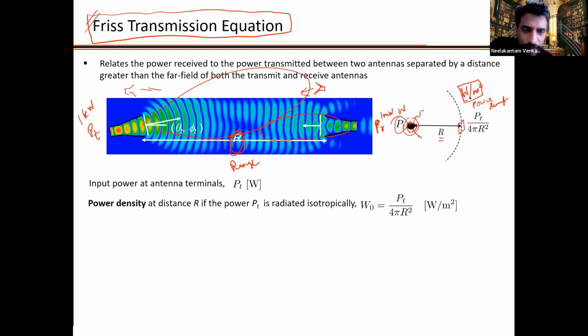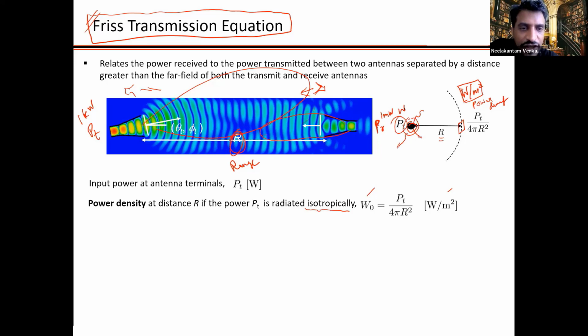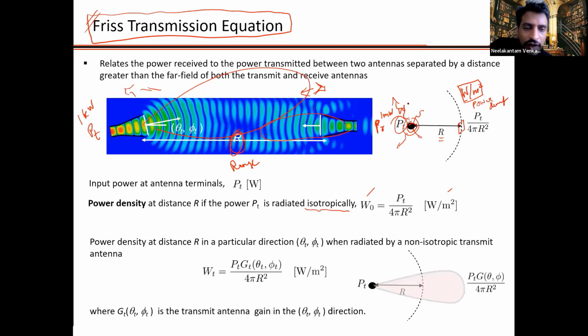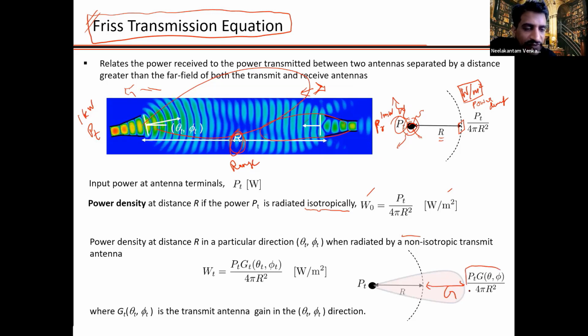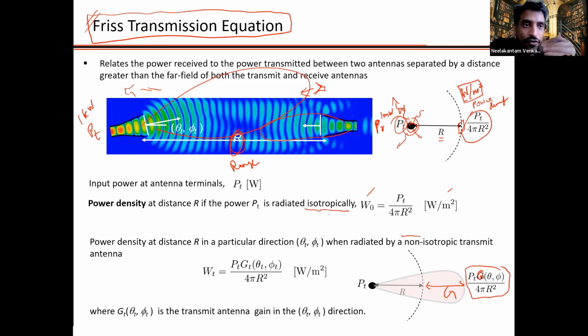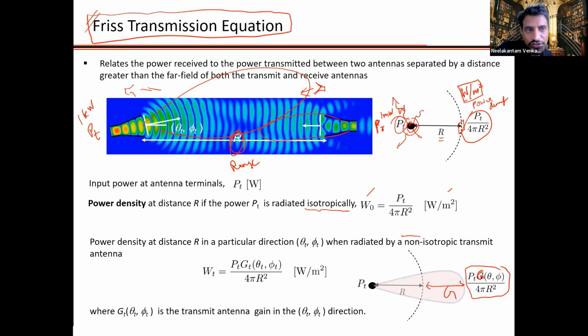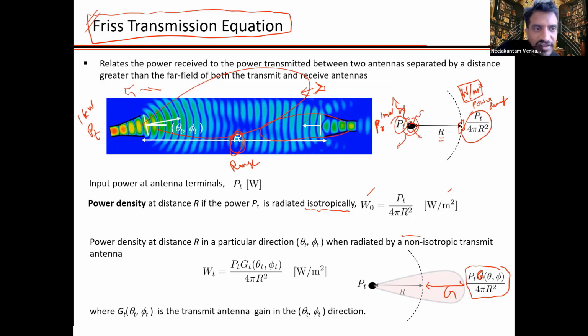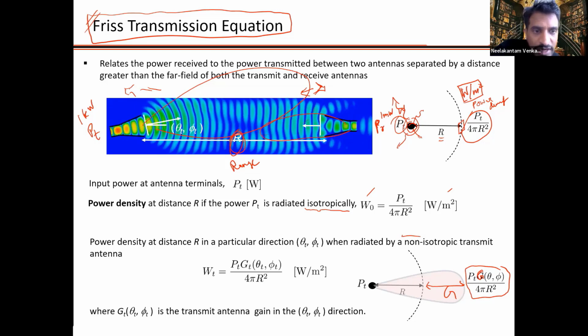But that's the power density you would have if you were to use an isotropic radiator that radiates equally in all directions. If you were to use a non-isotropic radiator, meaning you additionally have a gain of G, then your power density is going to be this term multiplied by a factor of G. That's the gain you have in that particular direction. That's the case for a communication link. For example, a wireless base station is going to be directional. It's going to have a gain in a particular direction.